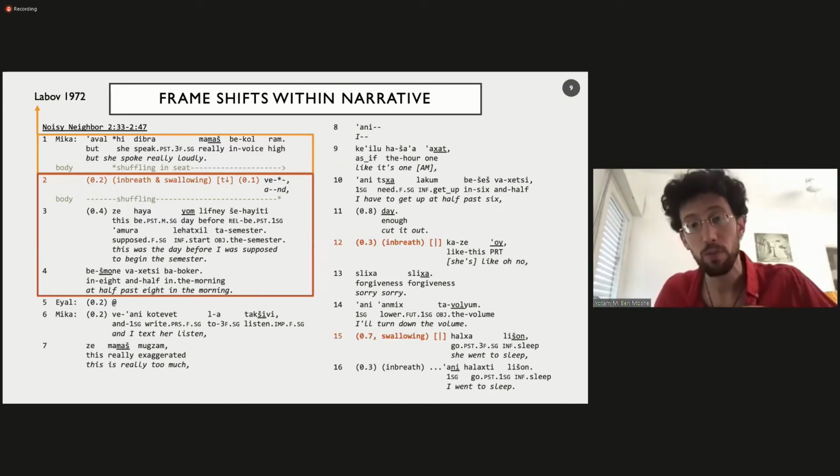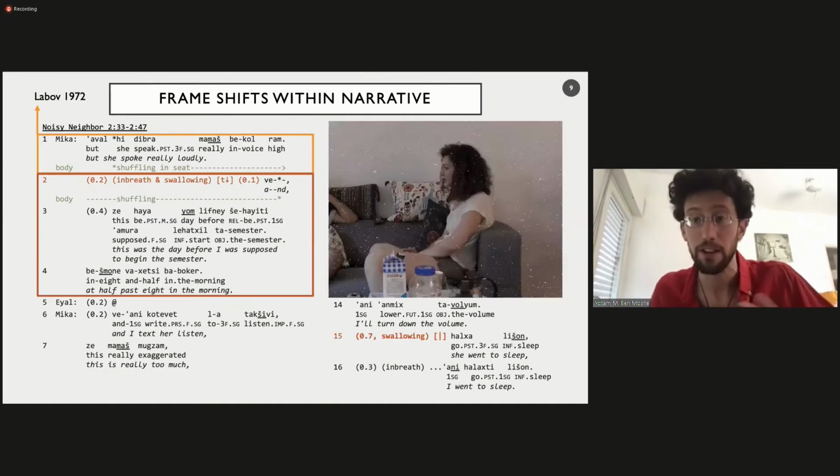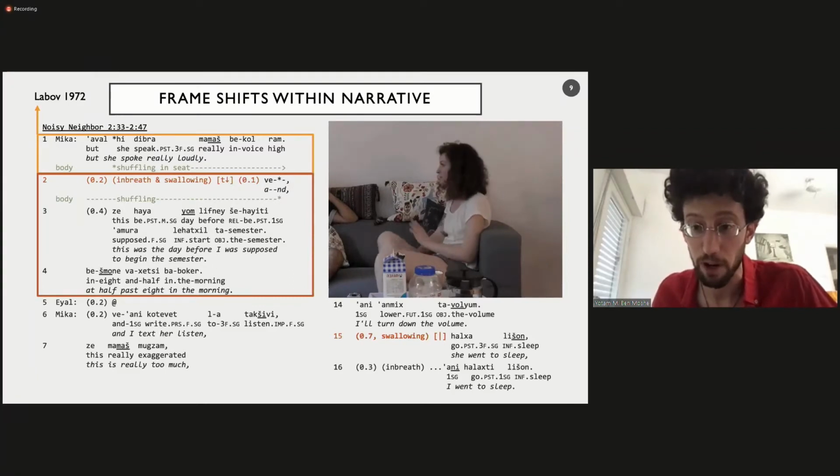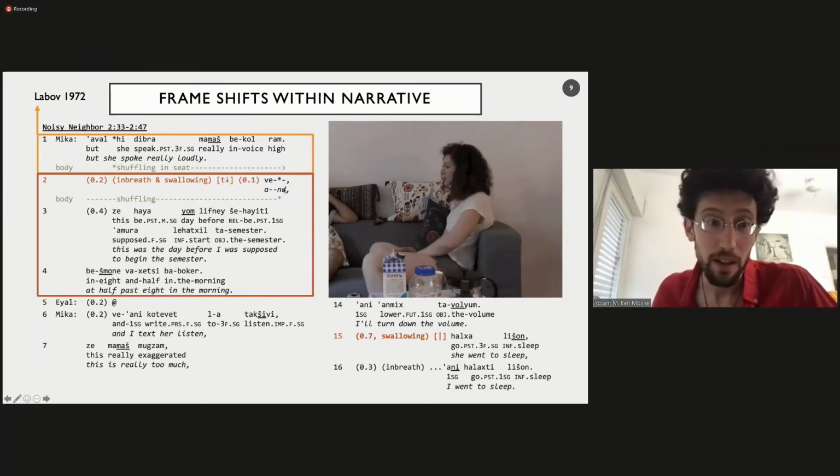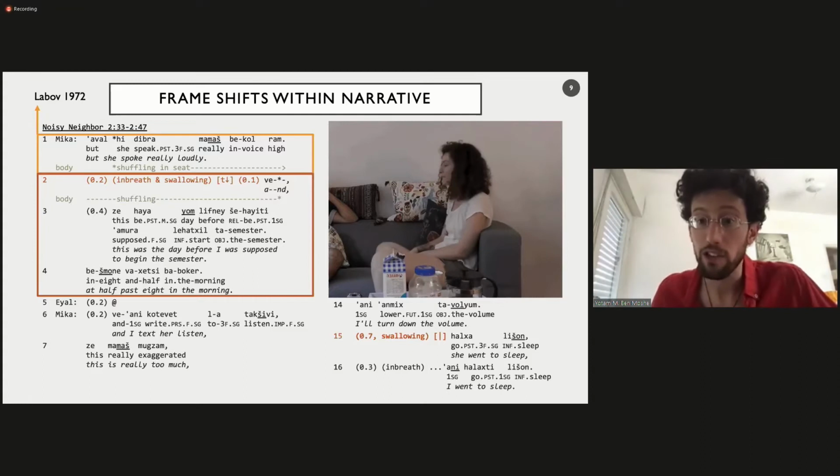And between these 2 parts of the narrative, Mika breathes in through her nose, and the movement of her lips indicates she's swallowing. And there's a rather loud percussive, the sound of her tongue leaving the palate, transcribed here following Ogden as an ingressive t. At the same time, ending the previous episode, she adjusts her sitting position on the sofa. And this entire body management event and the following discourse marker ve, meaning and, right here, are the only indications of this rather subtle frame shift within the narrative.